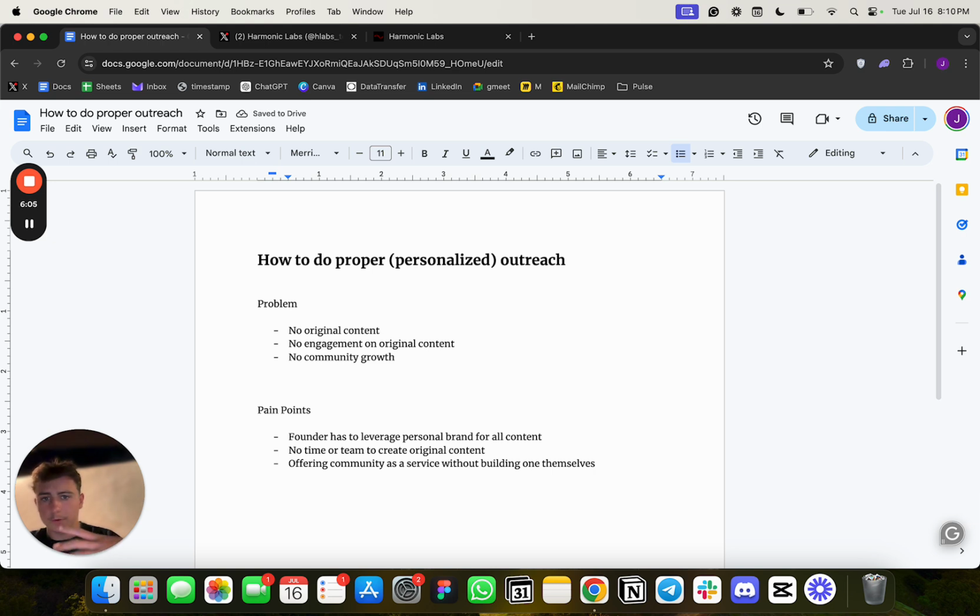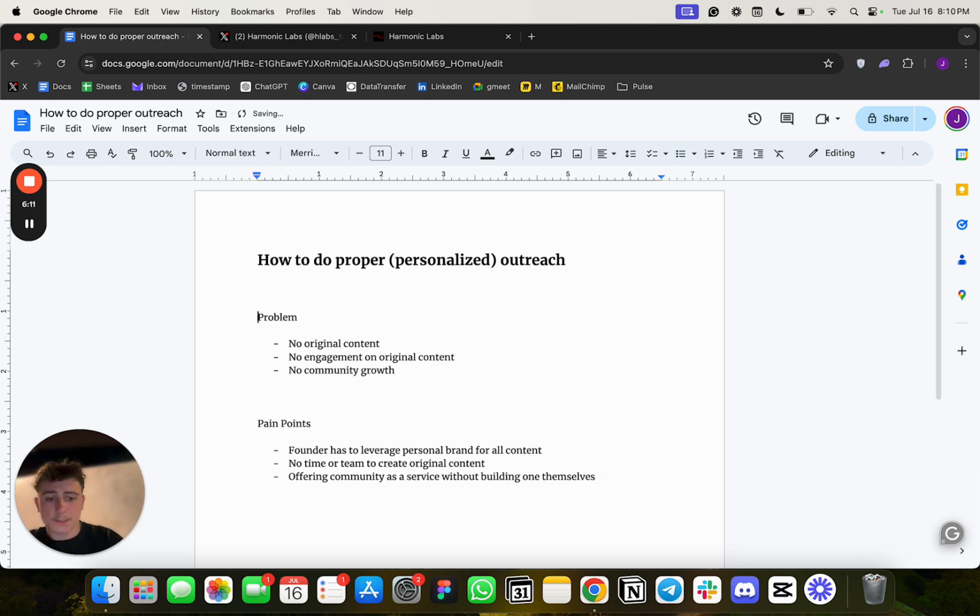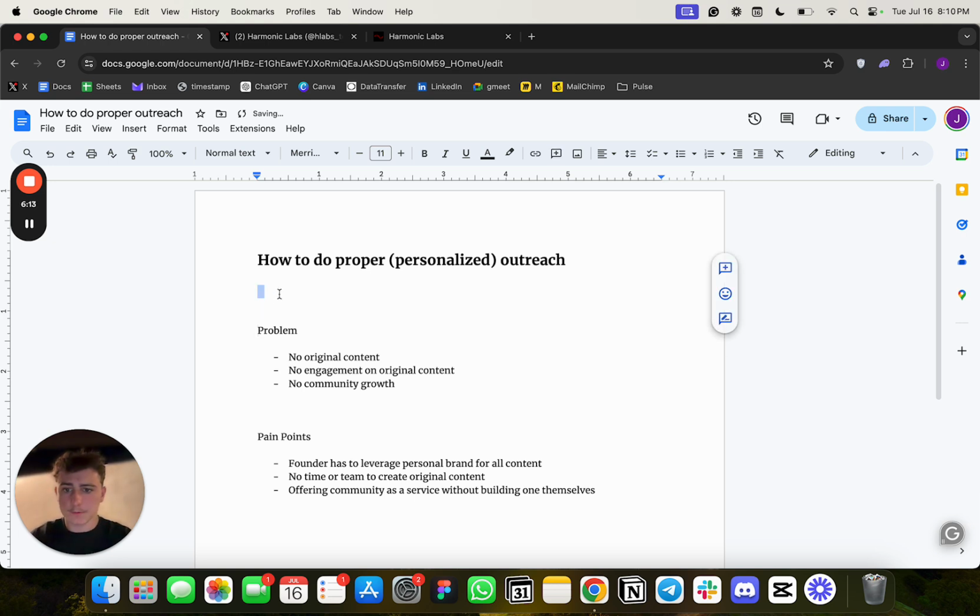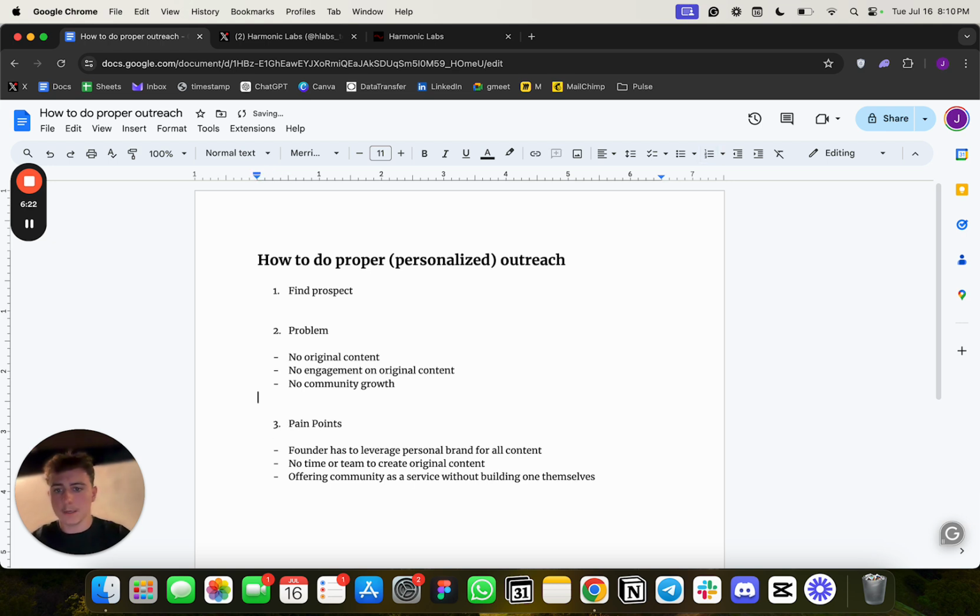So when we're doing outreach, there's 3 steps. There's going to be finding the profile, and so maybe I'll stick that above. One is going to be find the prospect. Second is going to be find the problem. Third is going to be find the pain points. And you can't find the pain points before you've found the problem, and you need the prospect to find the problem.